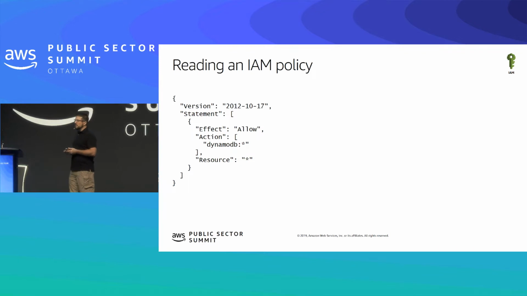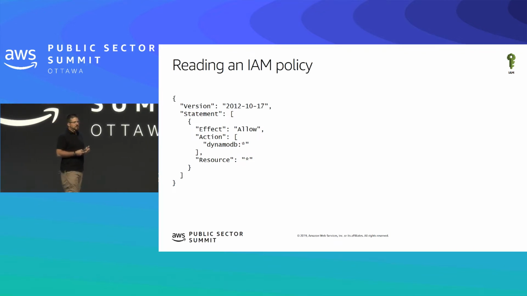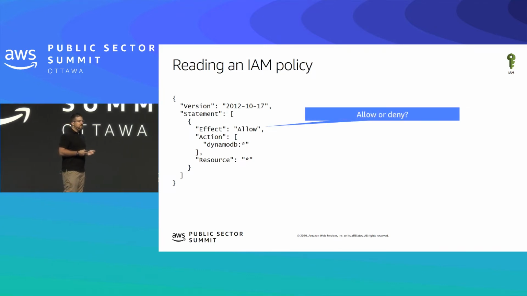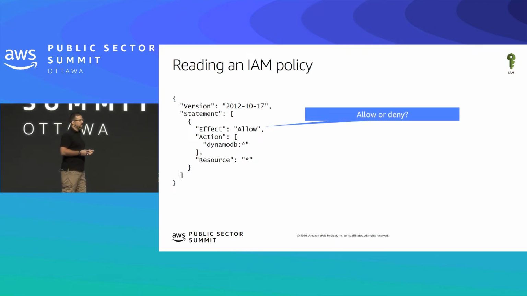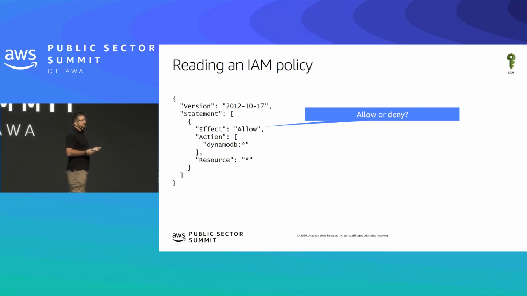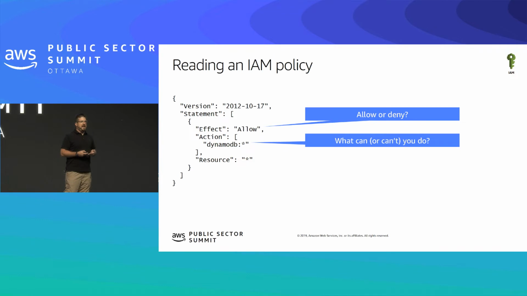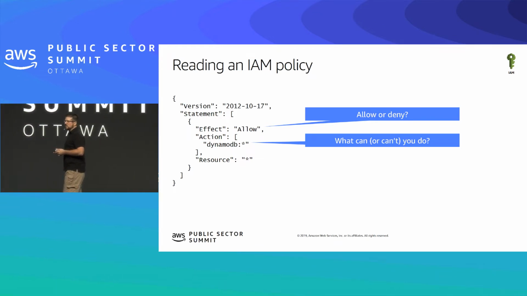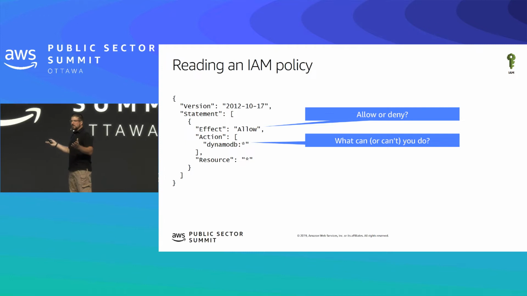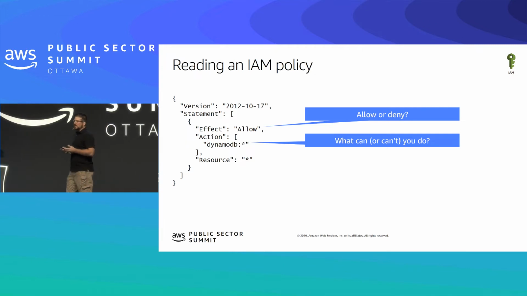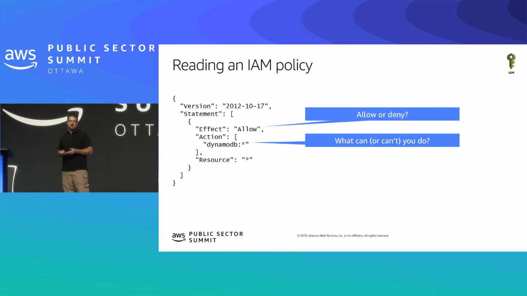This is a pretty simple policy. It has a few components that we're going to step through. The first part is the effect. The effect says whether or not the principal is allowed or denied to do something. In this case, this is an allow statement. The principal is allowed. The next portion is the action. What is the thing that the principal can do? In this case, the action is DynamoDB star. So this says that we are allowed to do DynamoDB everything. We can allow full access to everything within the DynamoDB API space.